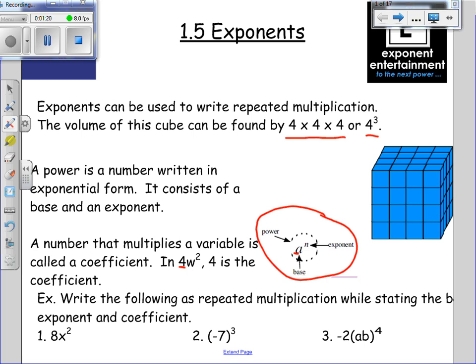So, for example, what's the coefficient? 8. What's the power, or what's the exponent? 2. And what's the base? The base is just x. So what would be the power? The power would be the x to the power 2.